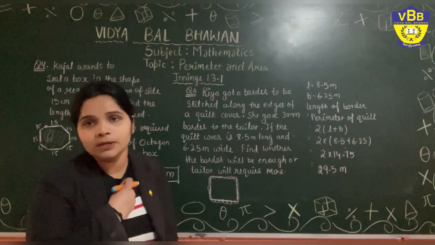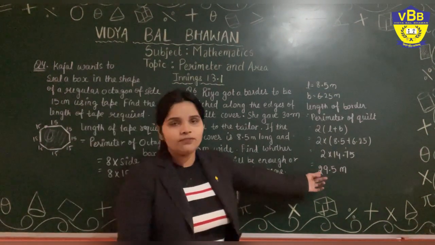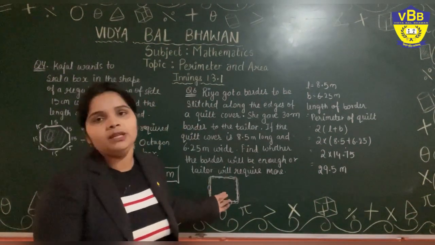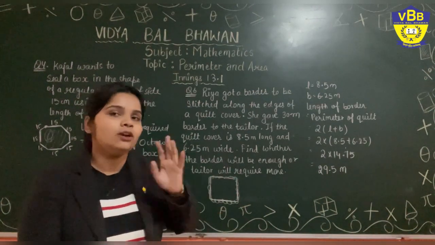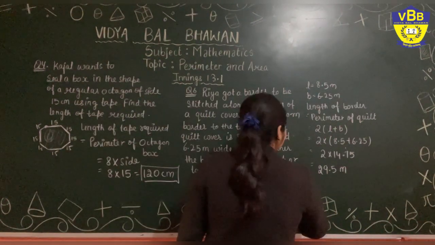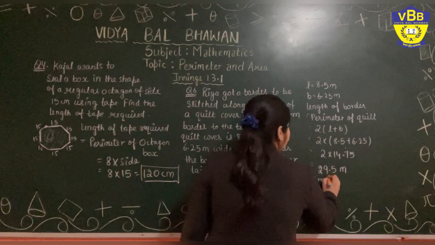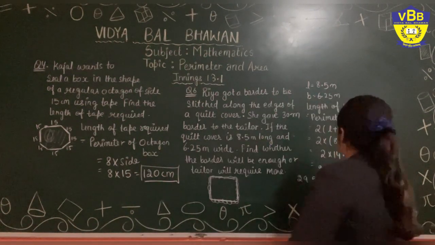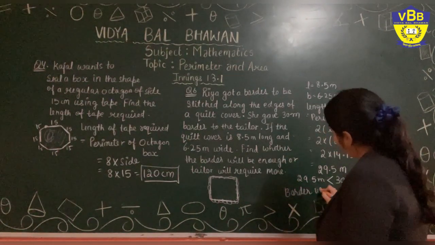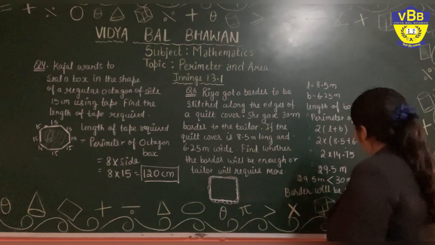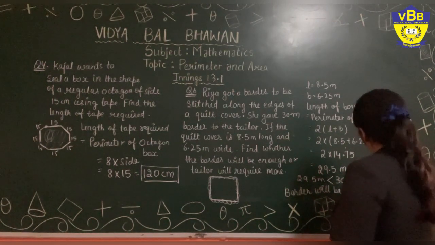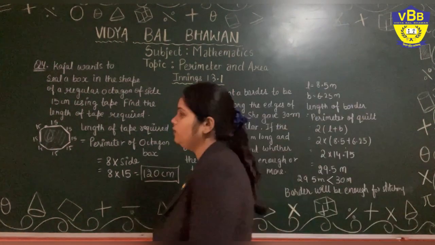And how much border have I purchased? 30 meter. So will it be enough? Yes, obviously 29.5 is smaller than 30 which I have purchased. So 30 meter border will be enough for this. Tailor will not require any more length of border. So we will write here 29.5 meter, which is the perimeter, actually smaller than 30 meter which I have purchased. So border will be enough for stitching. Tailor will not require any more length of border.